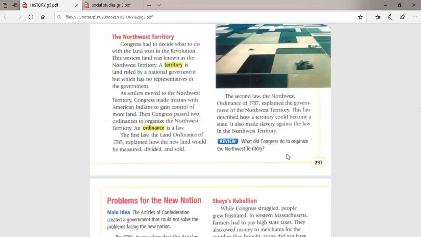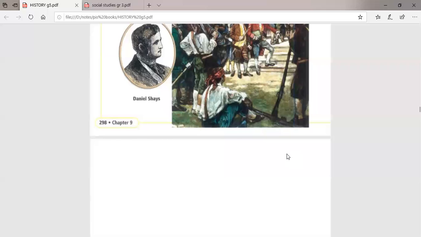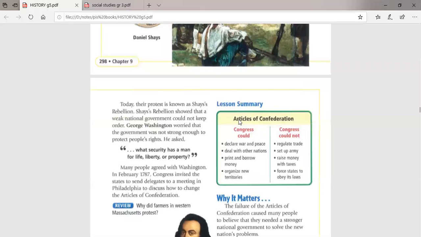Let's see this table to easily understand how the Articles of Confederation worked. The Congress, for example, could declare war and peace. Number two, it could deal with other nations. Number three, it could print and borrow money. Number four, it could organize new territories, meaning new lands, for example declare new states. So this is what the Congress was responsible for according to the Articles of Confederation.